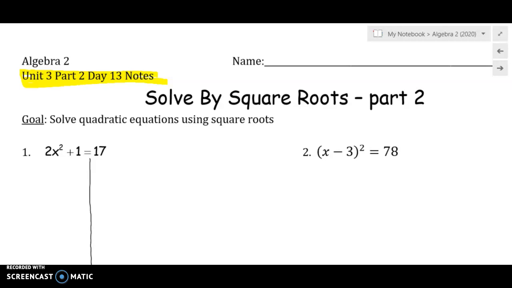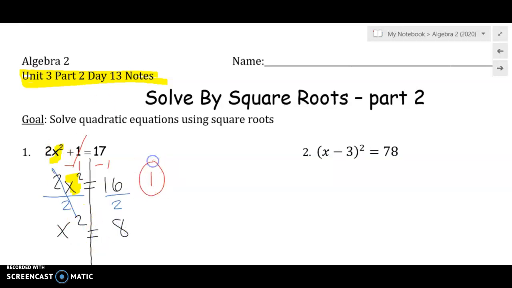The first thing, again, you want to do is get x squared by itself. So I'm going to have to move some of the other stuff. I'm going to have to subtract 1 to the other side. So I have 2x squared is now equal to 16. X squared is not alone yet. I still have to get rid of that 2 in the front, so I'm going to divide by 2. So then I have x squared is now equal to 8. So again, that was technically step 1.